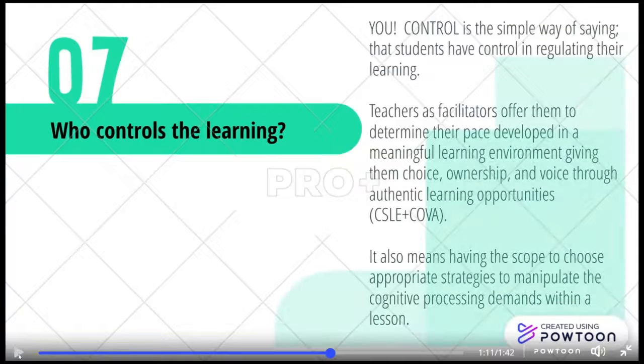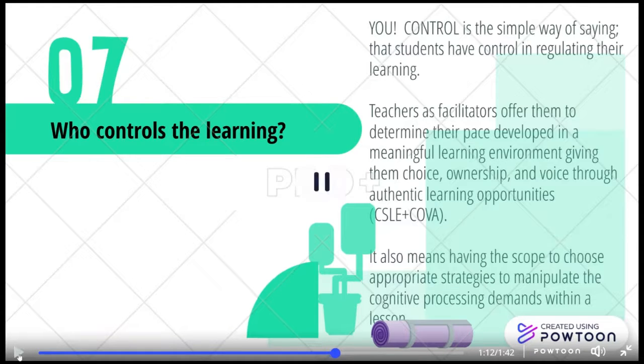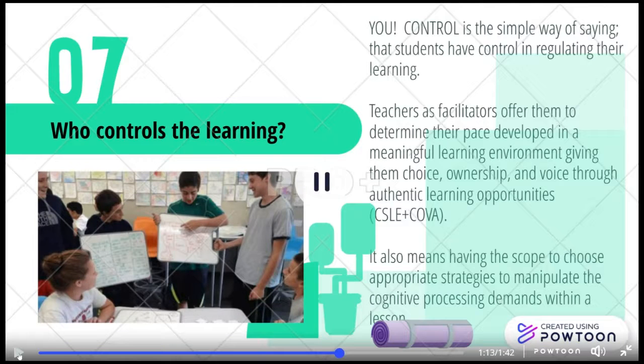When we refer to educational terms, having control is the simple way of saying that students have control in regulating their learning. However, teachers as facilitators offer them the chance to determine their pace developed in a meaningful learning environment, giving them choice, ownership, and voice through authentic learning opportunities. See SLE plus COVA, thus exercising their possibility and discretion over the sequence, pace, and amount of information they can process. It also means having the scope to choose appropriate strategies to manipulate the cognitive processing demands within a lesson.